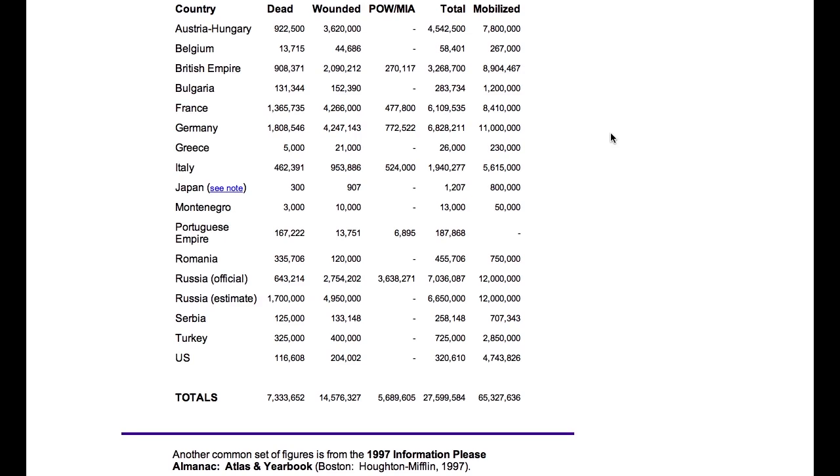Now, I just want to look really quickly at the French statistics. You see that the French mobilized almost 8.5 million men, and of that 6 million were casualties. So that's roughly 3/4 of all the men that France mobilized for the war were casualties of war.